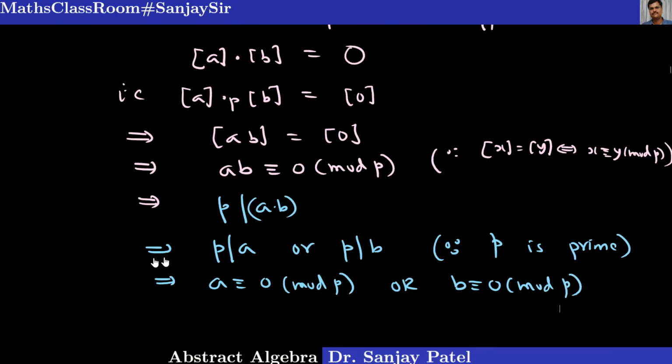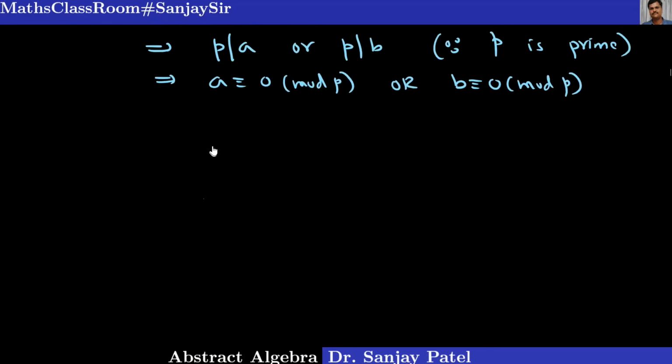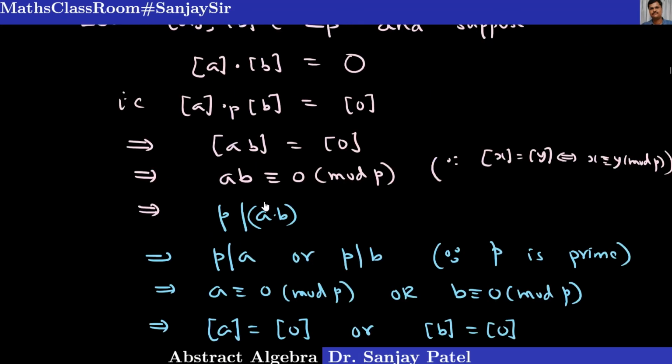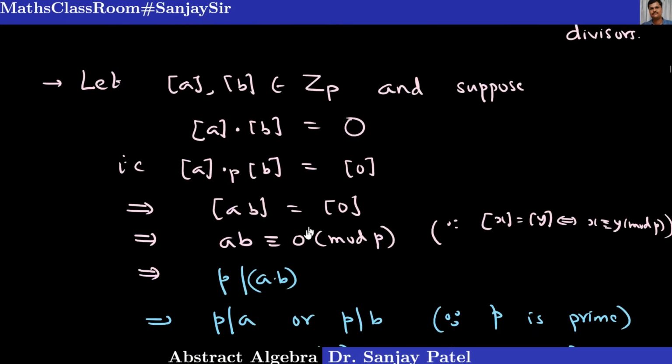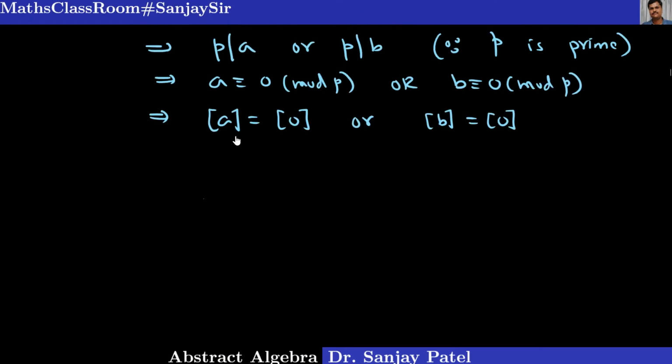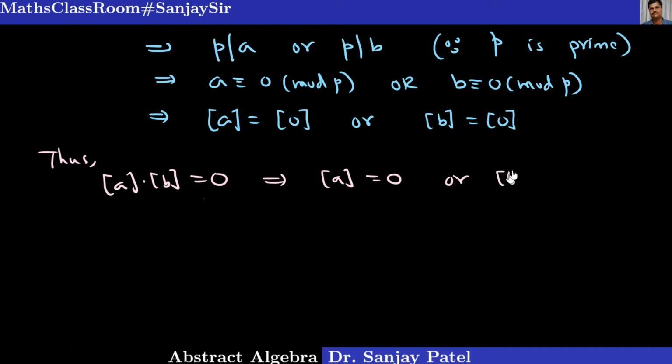If A is congruent to 0 mod P, meaning A and 0 are related by this relation, I can say that class A is equal to class 0, or here class B is equal to class 0. See, from where I have started? I have started with A dot B equal to 0 and have proved that either A is 0 or B is 0. So thus we have proved that A dot B equal to 0 implies A equal to 0 or B equal to 0.